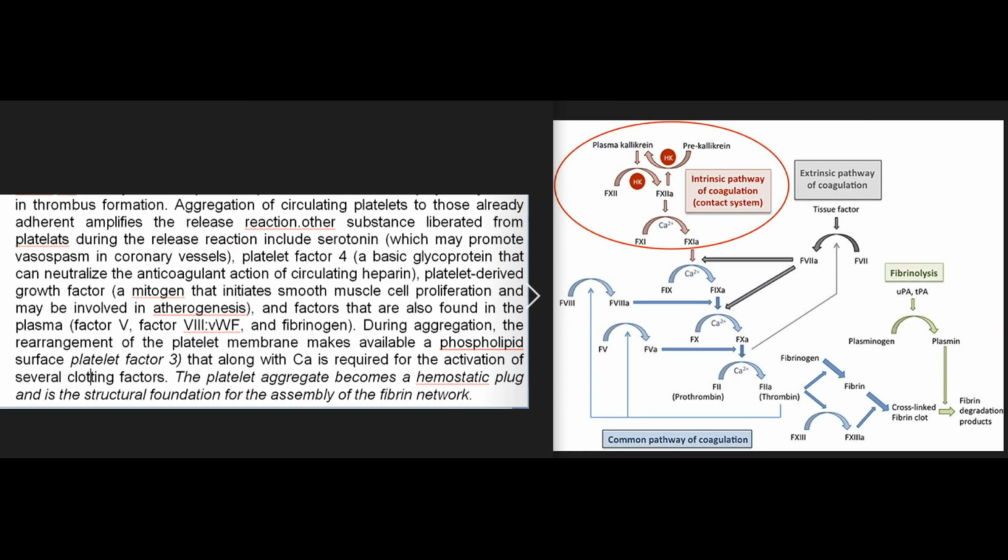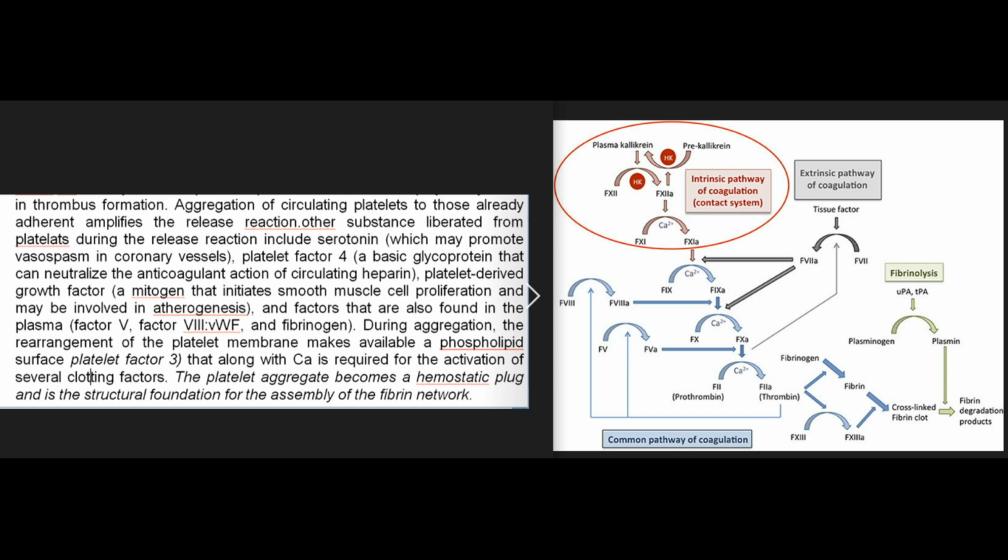Aggregation of circulating platelets to those already adherent amplifies the release reaction. Other substances liberated from platelets during the release reaction include serotonin, which may promote vasospasm in coronary vessels, platelet factor IV, a basic glycoprotein that can neutralize the anticoagulant action of circulating heparin, platelet-derived growth factor, a mitogen that initiates smooth muscle cell proliferation and may be involved in atherogenesis, and factors that are also found in the plasma, factor V, factor VIII:vWF, and fibrinogen.